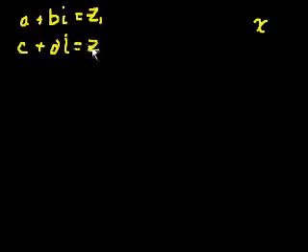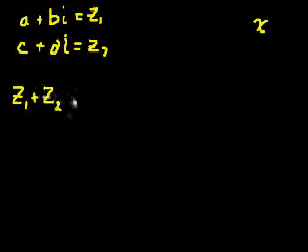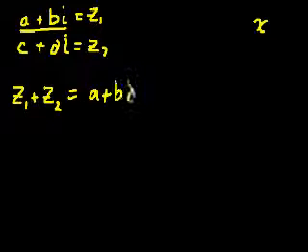This could be z2. So what is the complex number z1 plus z2? Well, that equals a plus bi plus, this is z2 right here, c plus di.